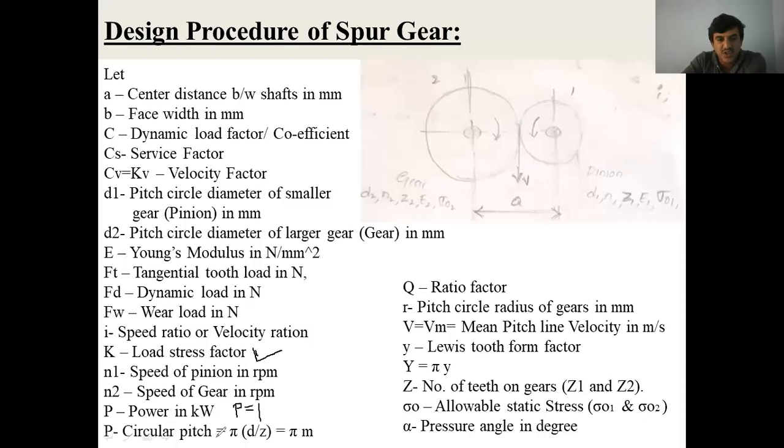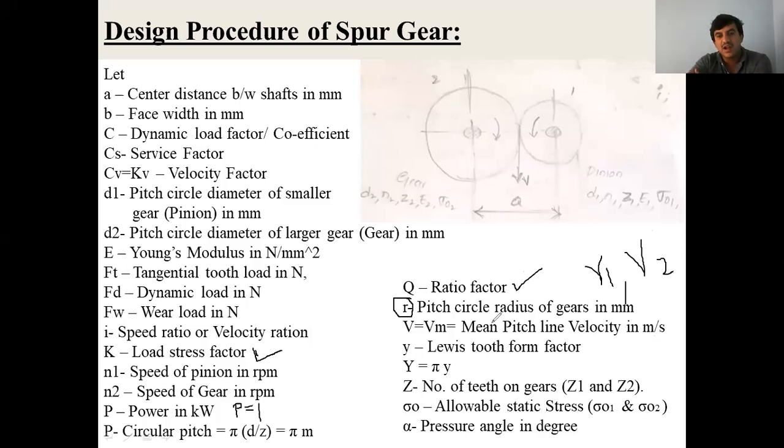As you know, the circular pitch is equal to the circumference of this circle divided by the number of teeth, that is pi into d divided by number of teeth. So d by z is nothing but the module. This Q stands for ratio factor. Again, it is the ratio between the diameters, or it may be the number of teeth ratio. That is also used in wear load. Small r stands for physical diameter. r suffix 1 stands for physical diameter for pinion, and r suffix 2 stands for physical diameter for gear.